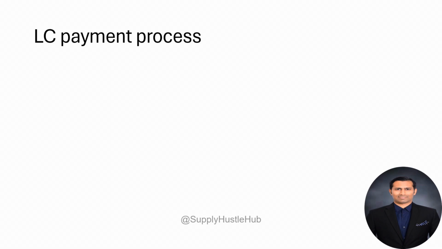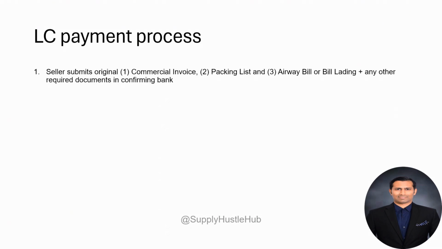Now let's walk through the LC payment process. The LC payment process is triggered when the seller submits the original commercial invoice, packing list, an airway bill or bill of lading, or any other document required by the issuing bank to the confirming bank. The confirming bank has to submit these documents to the issuing bank. Since these documents are of a highly sensitive nature, the confirming bank sends these documents via a reputable courier company.